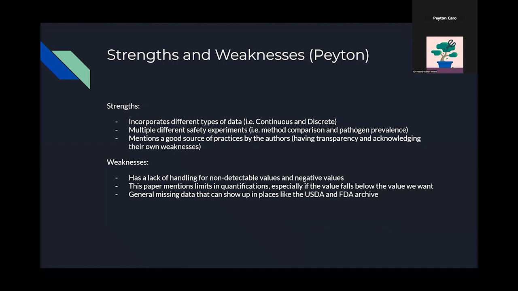The authors were very transparent, and they also acknowledged their own weaknesses during their own research, which kind of goes into the weaknesses section for myself. The paper had a lack of handling for non-detectable values and negative values. The paper mentions limits and quantification, right? Especially if the value falls below what we really are looking for, and just a lack of general missing data. This can show up in places like the USDA and FDA archives. I know for myself, these archives, big archives like this, they get very mucked up once more and more stuff gets added to it.